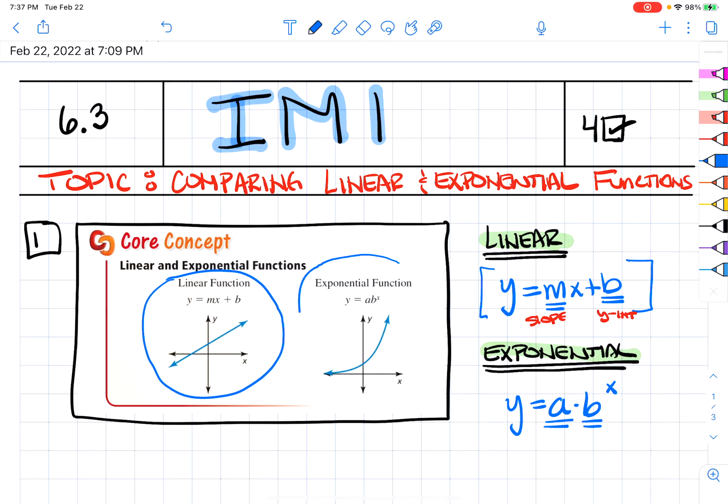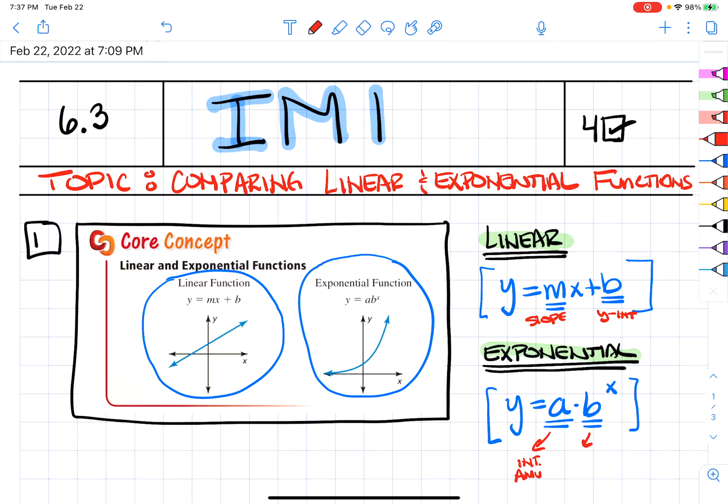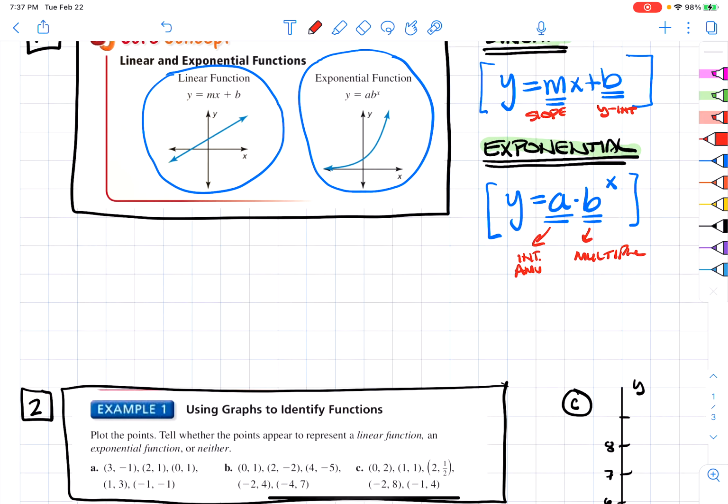Exponential functions, they look like this. They have more of a curve to them, and we know that they can be modeled using the standard form y is equal to a times b to the x, where a is your initial amount, and then b is the number that you are raising the base or your multiplier by. So that's your multiplier. Okay, so just keep in mind that these are the 2 types of functions that we will be comparing today, and we have seen both of them before.